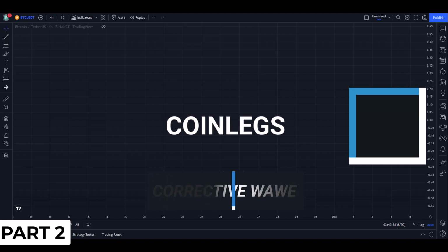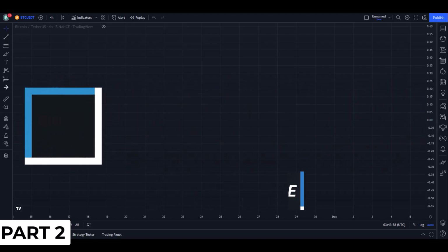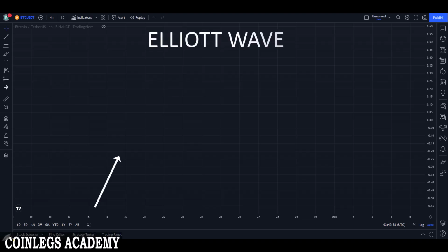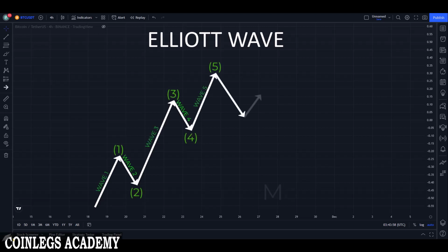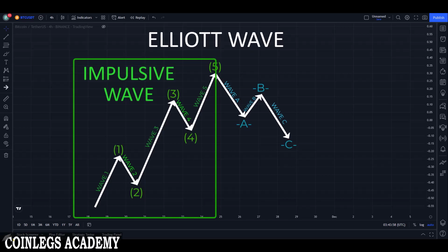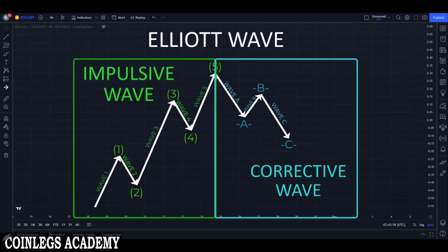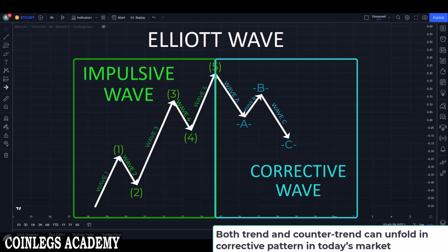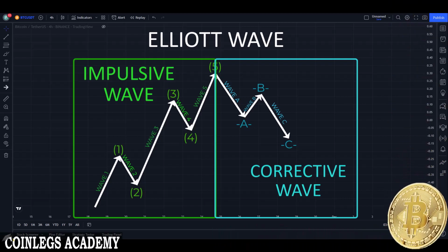Today we are going to learn how the corrective wave part of Elliott wave works. The classical definition of corrective waves is waves that move against the trend of one greater degree. Corrective waves have a lot more variety and are less identifiable compared to impulsive waves. Sometimes it can be rather difficult to identify corrective patterns until they are complete. However, as we are going to explain in this part, both trend and counter-trend moves can unfold in corrective patterns in today's market, especially in the crypto market.